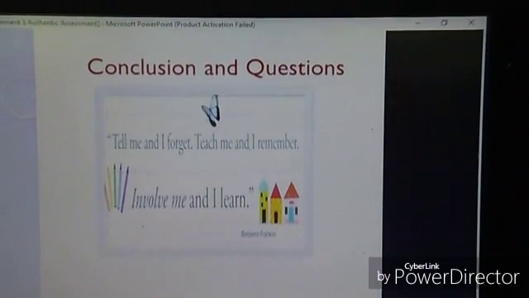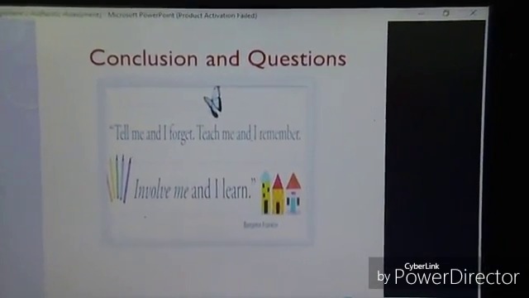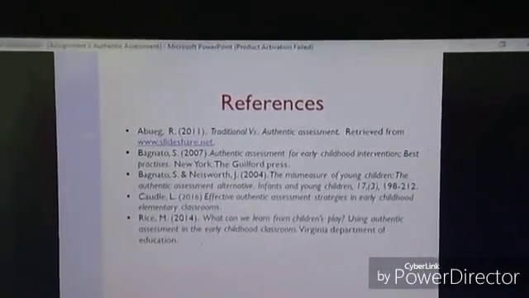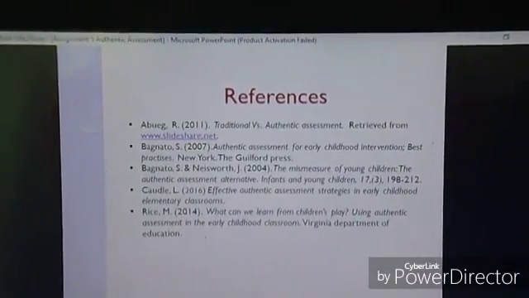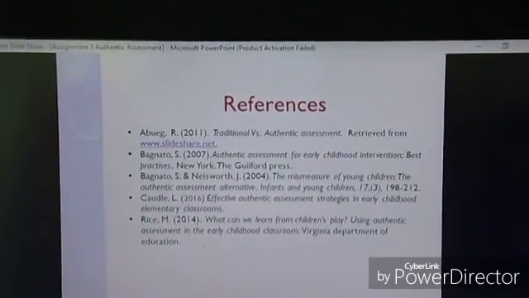I think this applies to the authentic assessment. We ought to use these in early childhood classrooms. We have to ensure that the children learn, and they can learn in their own way. We don't have to test them, give them multiple choices.